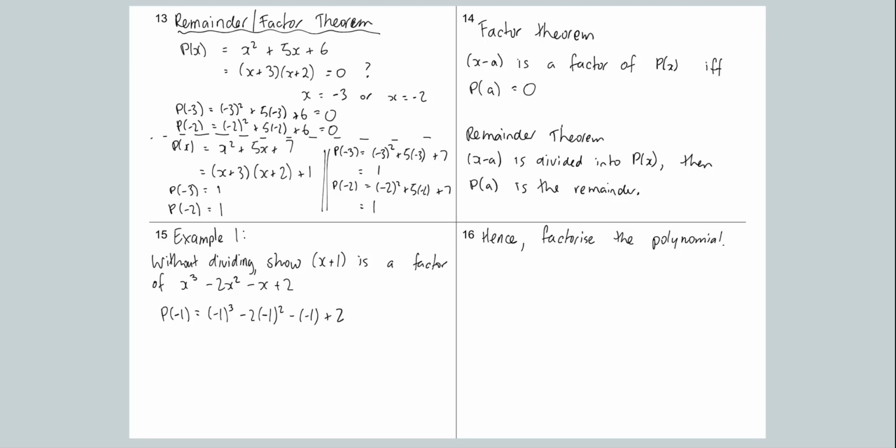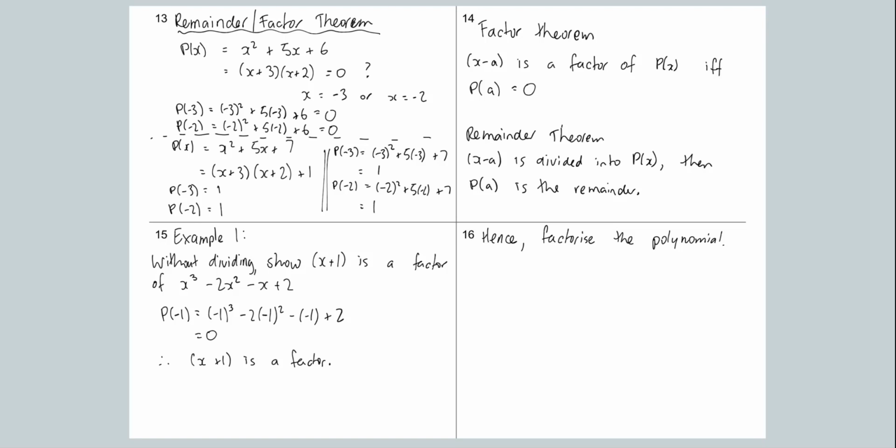And then we just need to confirm. Minus 1 cubed is minus 1. Minus 1 squared is 1, minus 2. So we've got minus 1 minus 2 is minus 3. Minus 3 minus minus 1 is minus 2. Minus 2 plus 2 is equal to 0. Therefore, x plus 1 is a factor. Done. Now this next bit says, in slide 16, hence factorize the polynomial.